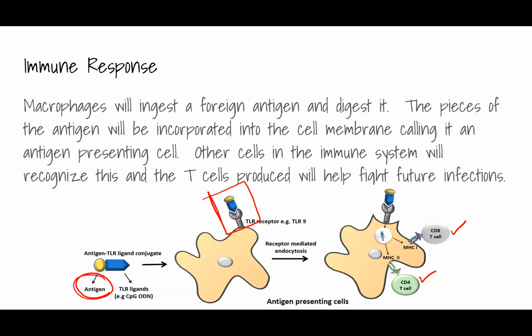So these macrophages, which are big cells that ingest foreign antigens and digest them, take the pieces and present them on their surface, known as antigen-presenting cells. And they will produce these T cells, and that will help fight future infections.